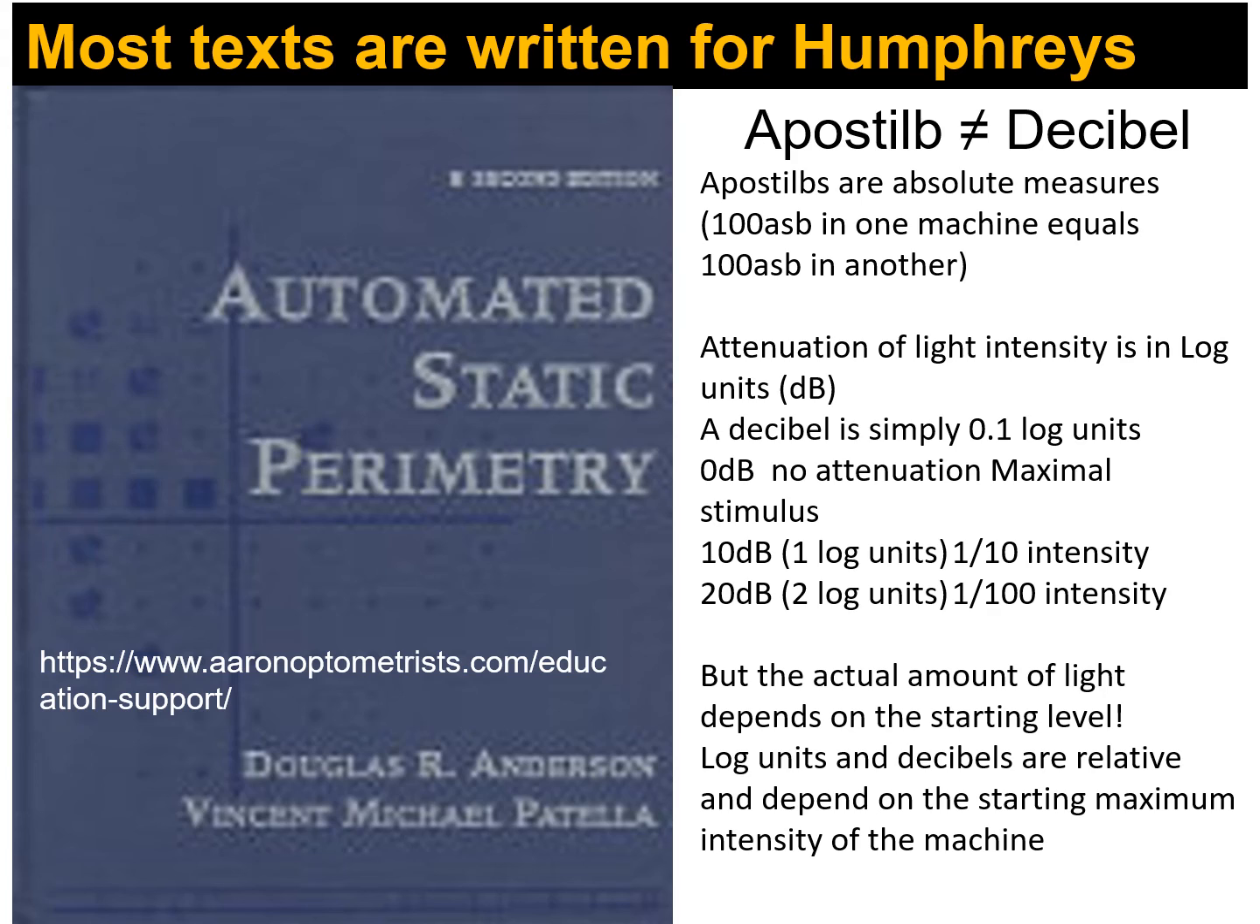But certainly they say apostilbs are not equal to decibels. Apostilbs are an absolute measure of light, and not all machines have the same standard level. Decibels are the attenuation of light from the maximum level. But the actual amount of light depends on the starting level, and machines vary.